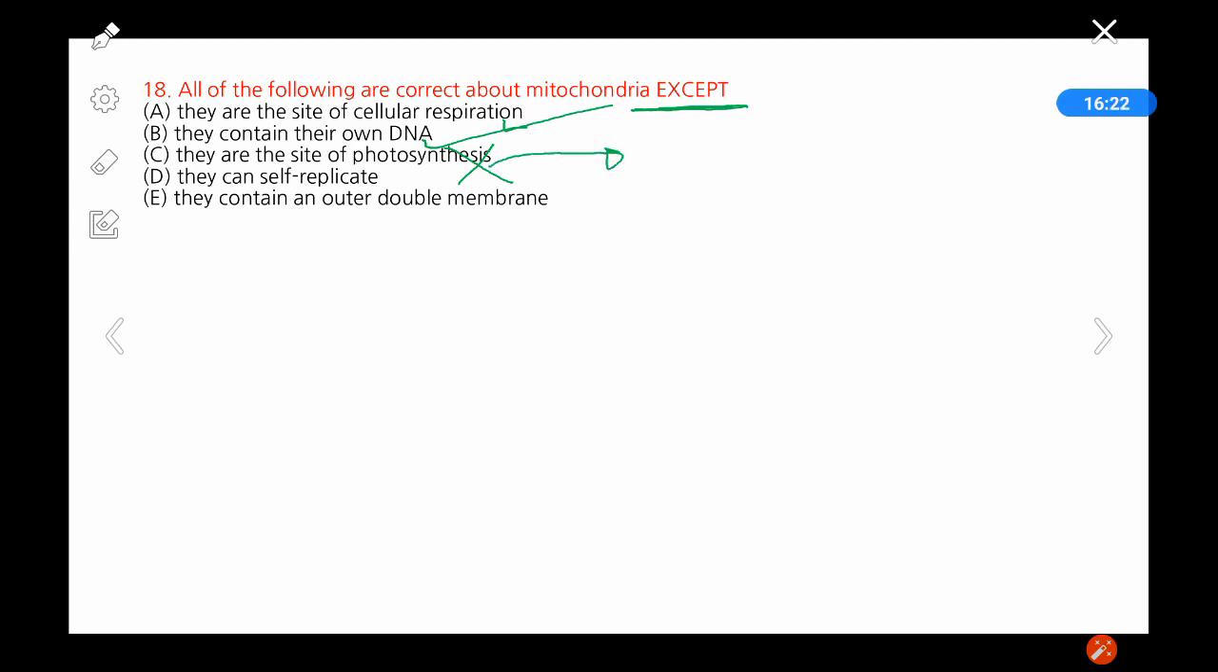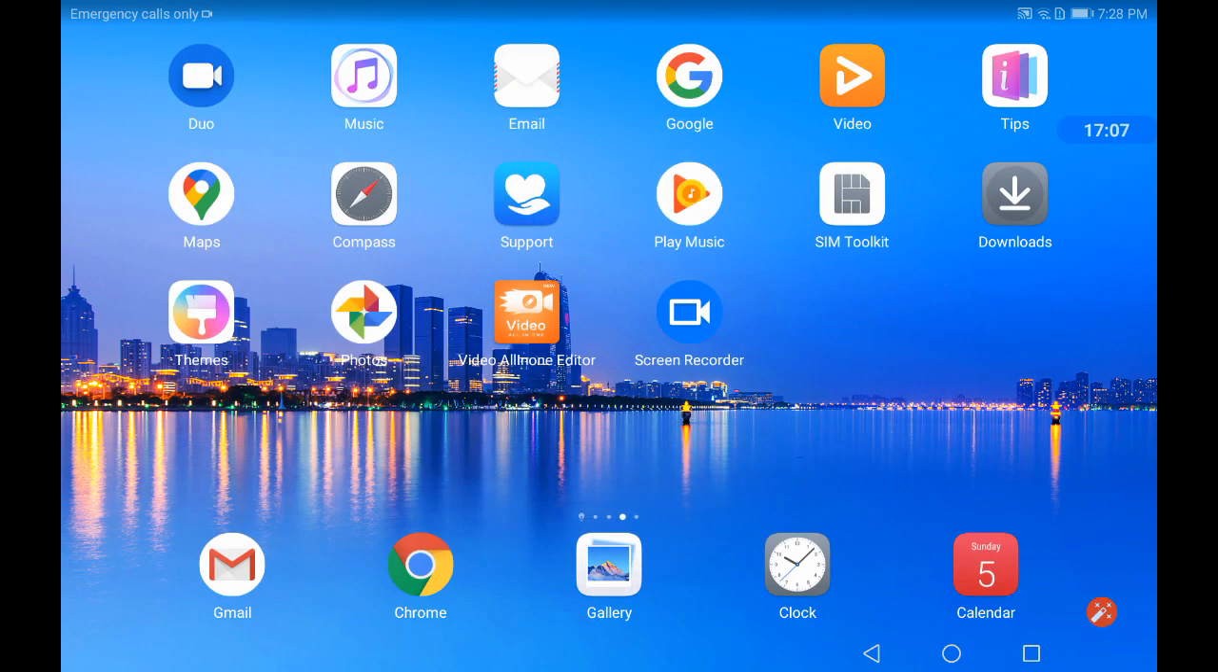The photosynthesis process, guys, takes place in chloroplasts, not in mitochondria. They can self-replicate. Yes, they can replicate themselves because they have their own DNA, according to the need of the body, and chloroplasts too. They contain an outer double membrane. Yes, they are double membrane organelles. Also, chloroplasts are double membrane organelles. So the answer for the question is C: they are the site of photosynthesis. All the others are true.